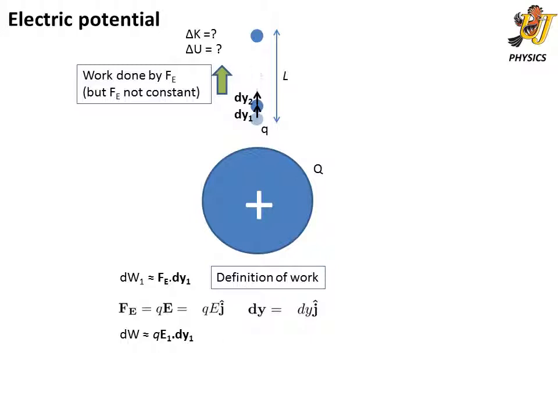By looking at the work done for all the tiny little displacements between the start and the end point of the motion of the test charge, we can get an expression for the total amount of work done as the test charge is displaced over this distance L by the electric force. As this is a sum of a number of infinitesimally small quantities, we can write this as the integral that is shown at the bottom of the screen.